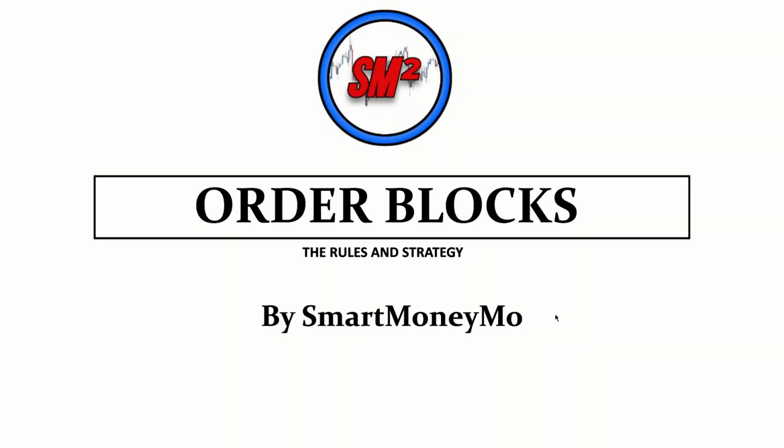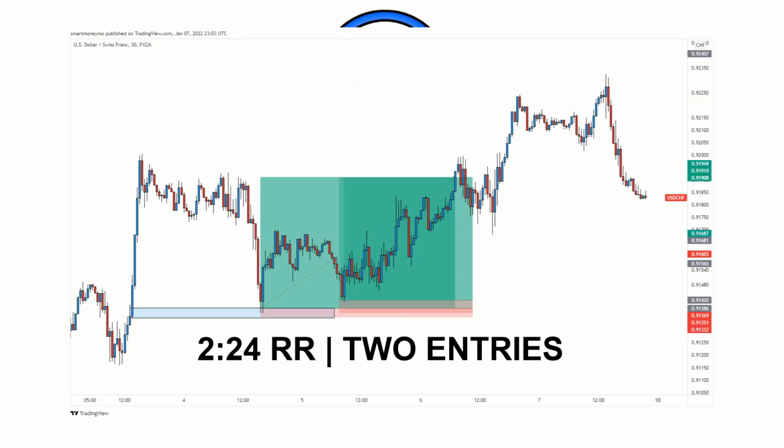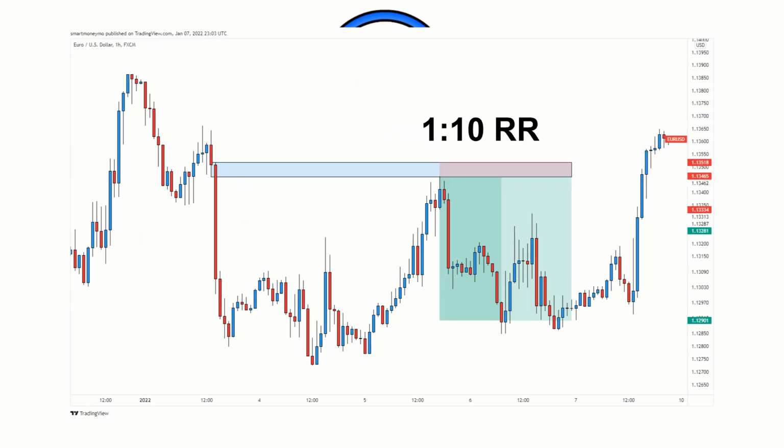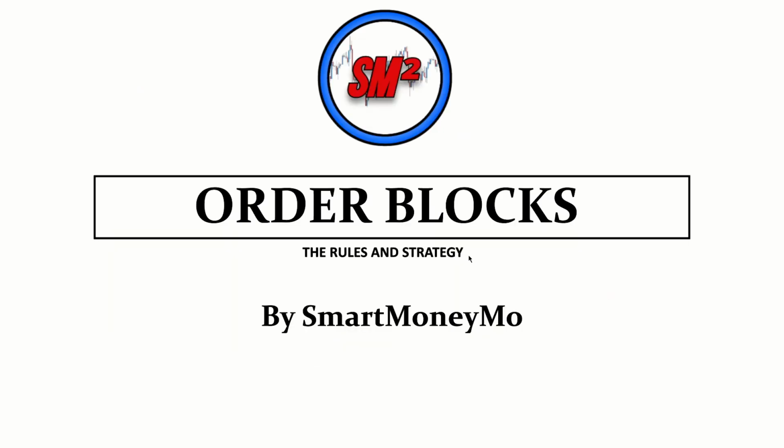My name is Smart Money Mo, and in today's video we're going to be going over the order block rules, which was the highly requested video on the Instagram. We're going to be going over the rules of the order block strategy and the strategy itself, and I'm going to be talking about how this enabled me to get two really nice trades, one on USDCHF for 2 to 24 risk to reward, and one on EU for I think was about 1 to 10. So yeah, let's get started.